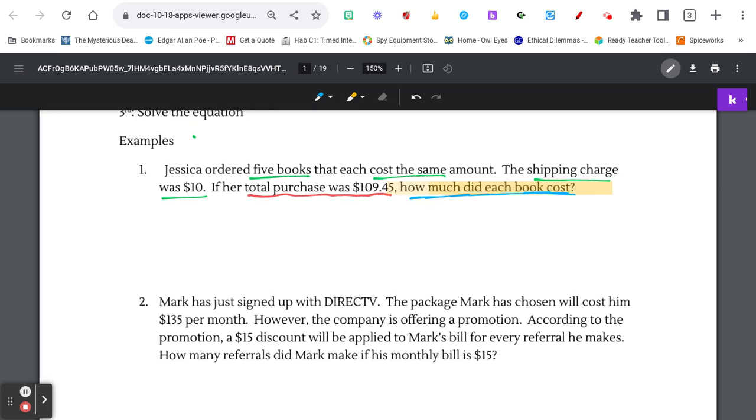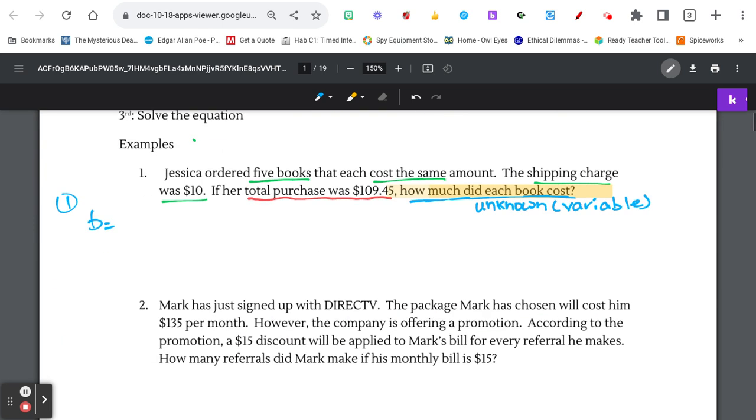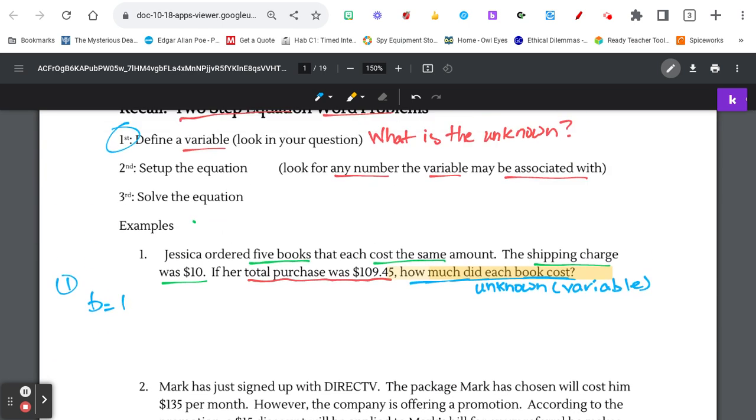So the part I underline in blue is my unknown. Okay. My unknown, I use a variable to represent that unknown, guys. So it says how much did each book cost? Let's do B for, here's my variable, number one. That's what I'm doing, this right here. Defining the variable. B for the cost of each book.